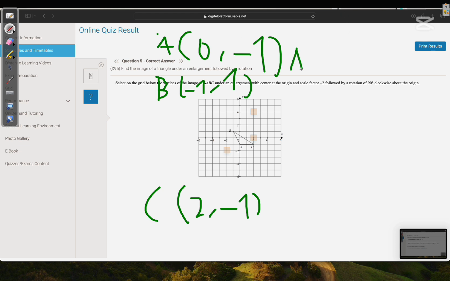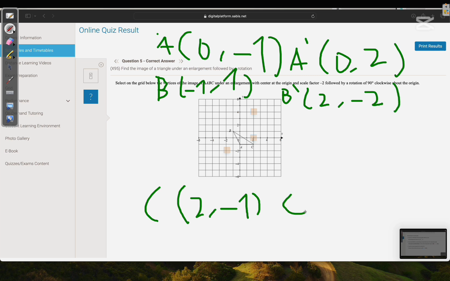So A prime would be 0, 2. B prime would be 2, -2. And C prime would be -4, 2. So let me first plot the points after the enlargement. A prime is 0, 2.